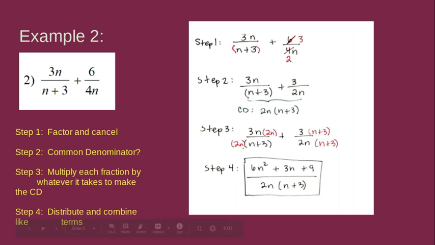Let's try another one. All right, now what makes this one different is that we have a binomial denominator, and you can see here I put a set of parentheses around that binomial denominator. So that's a done deal. That's a package. You can't break those apart. That's kind of set in stone.